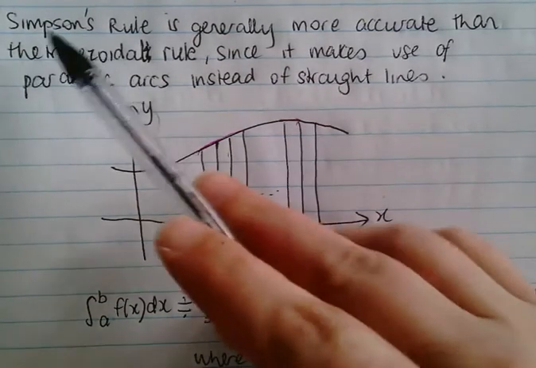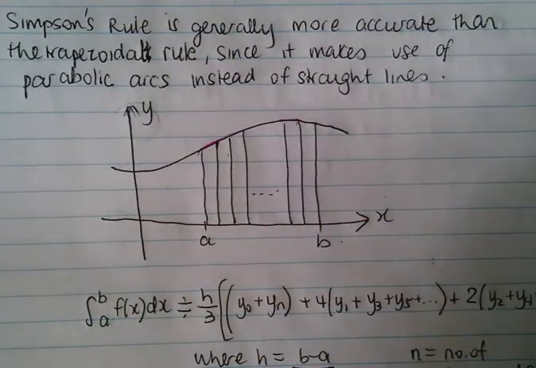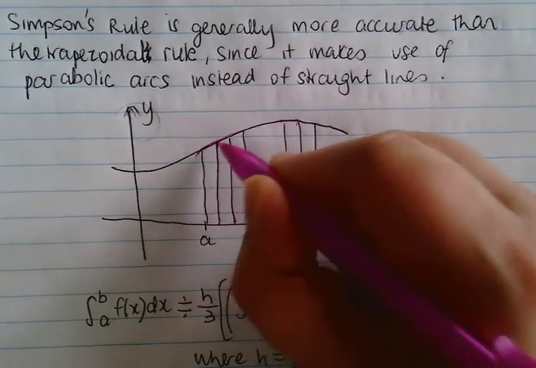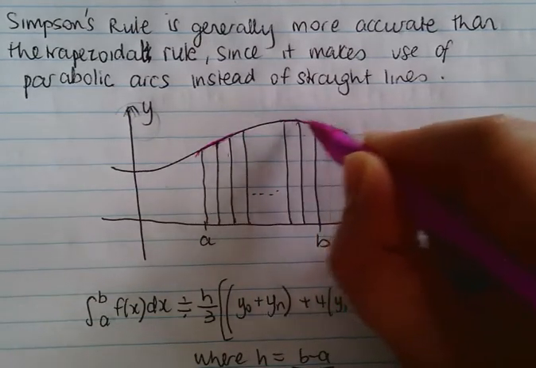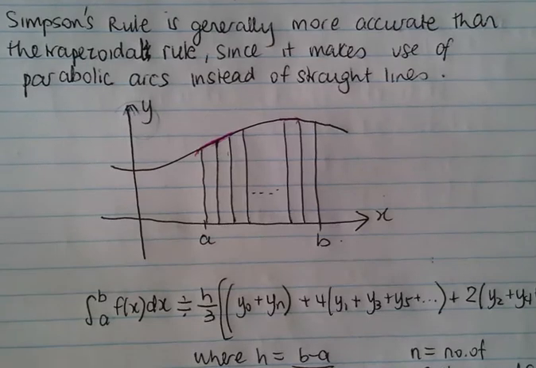Now Simpson's rule is generally more accurate than the trapezoidal rule because it makes use of parabolic arcs. So instead of this being a straight line, it'll be a parabolic arc as opposed to a straight line here. All right. So therefore it will generally be more accurate.